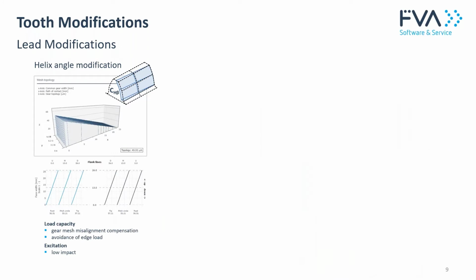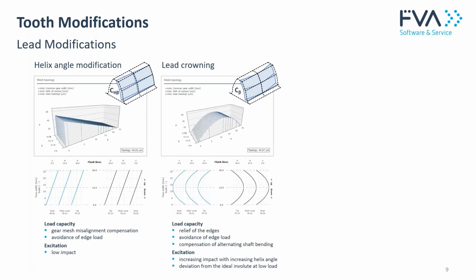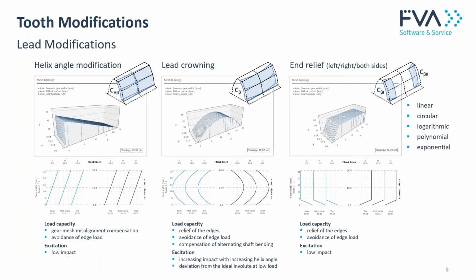In lead direction, we have the helix angle modification, which is important to get a centered contact. We also have a crowning in the lead direction, which is important to relieve the edges and to avoid hard edge contacts. And then we have the end reliefs, which are similar to the tip and root relief in the profile direction. Here we can specify again the form of the relief.